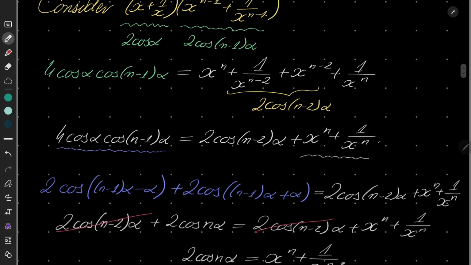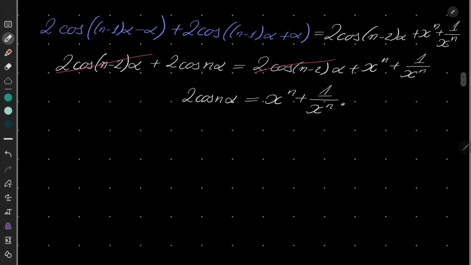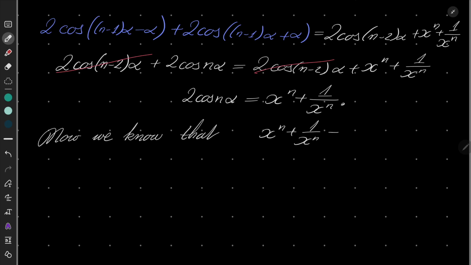Okay, so now we know that x to the power of n plus 1 over x to the power of n equals 2 times cosine of n times alpha for every natural number. What about negative integers?